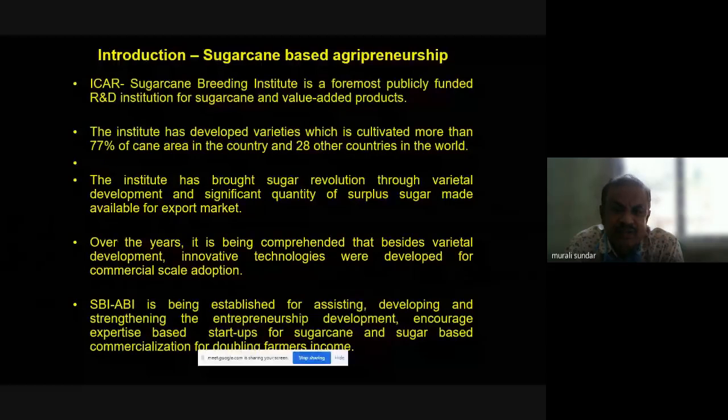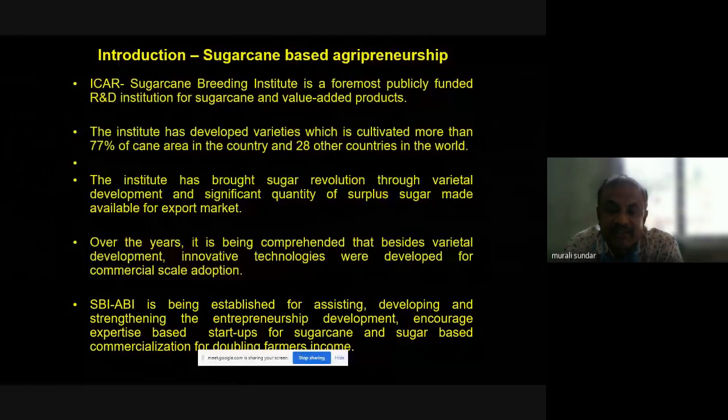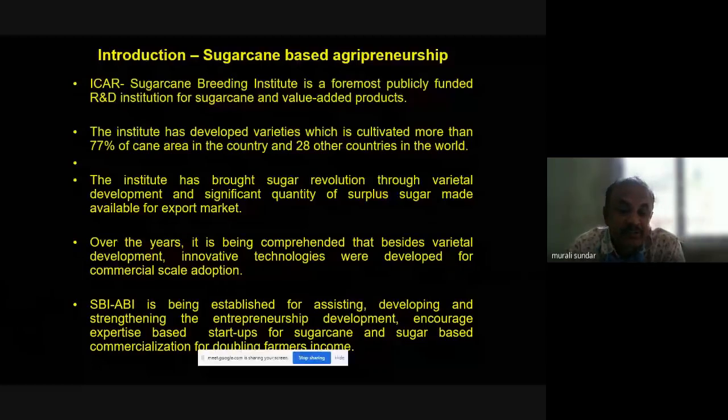The institute has brought a sugar revolution through varietal development, and a significant quantity of surplus sugar has been made available for the export market. Over the years, it was comprehended that besides varietal development, innovative technologies were needed for commercial scale adoption. So the SBI Agribusiness Incubator Cell has been established for assisting, developing, and strengthening entrepreneurship development, and encouraging expertise-based startups for sugarcane and sugarcane-based commercialization for doubling farmers' income.